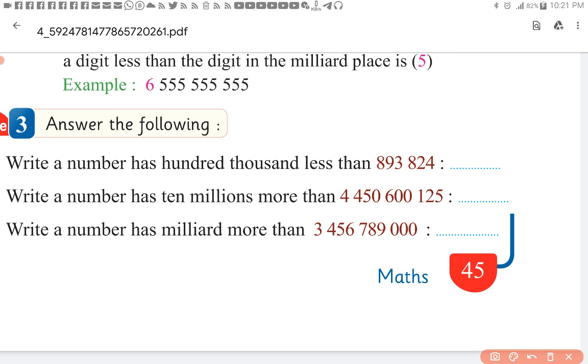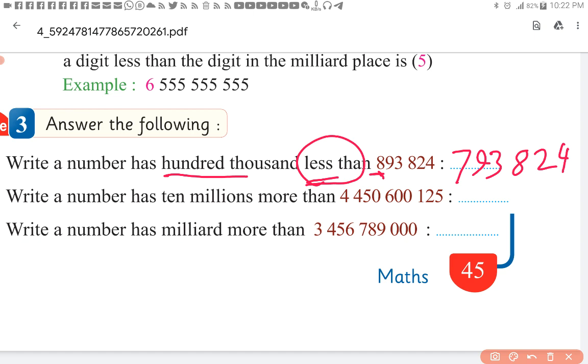Now answer the following. Write a number that is 100,000 less than 893,824. Where is the place of 100,000? You will subtract 1 from 8. It will be 7, then 9, 3, 8, 2, 4.